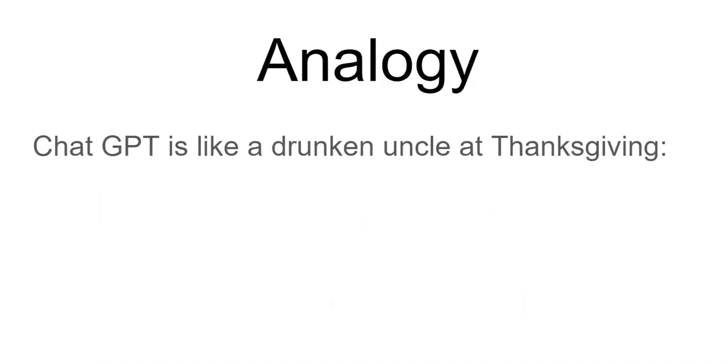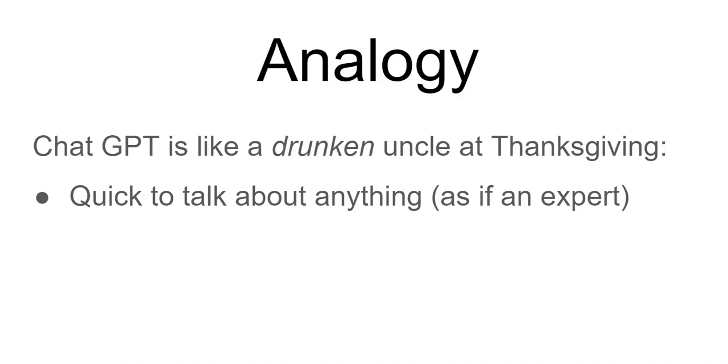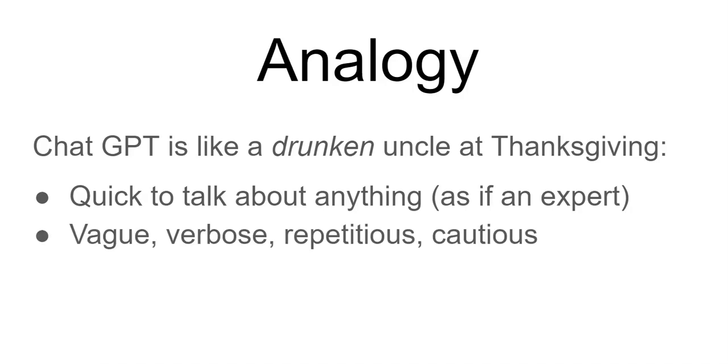By the way, that image that you just saw was generated by an AI image generator, Crayon.com. So I'm going to give full attribution on that. Now, here's an analogy that I came up with about a year ago. ChatGPT is like a drunken uncle at Thanksgiving, very quick to talk about anything, as if he were an expert. And what he says is often vague, verbose, repetitious, and cautious, especially in the introduction and in the conclusion.